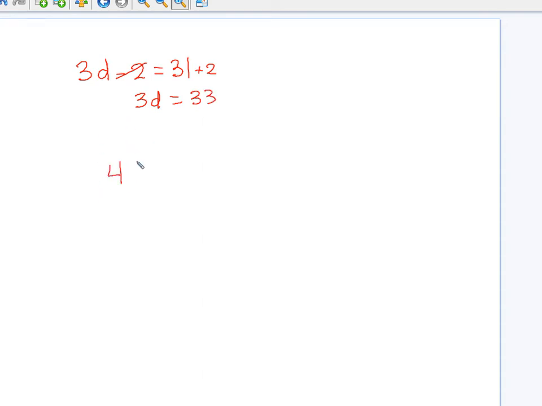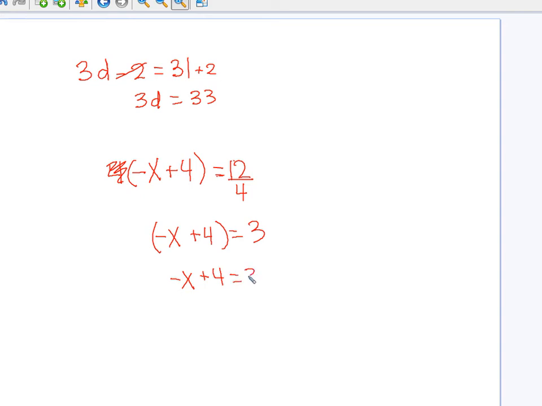Things like this: 4 times negative x plus 4 equals 12. Working backwards, we would first add and then multiply. So instead of multiplying, we're going to divide. So negative x plus 4 equals 3. You can get rid of the parentheses. Negative x plus 4 equals 3. Instead of adding 4, we're going to subtract 4.